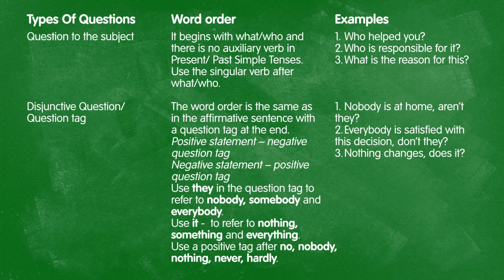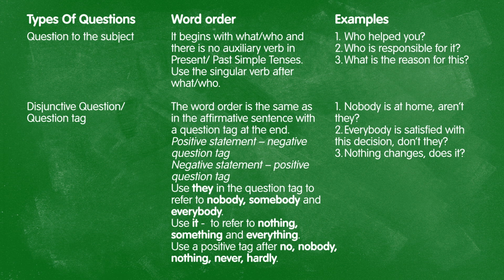Finally, disjunctive questions or tag questions use the same word order as an affirmative sentence or a normal declarative sentence with a question tag at the end. For a positive statement, you use a negative tag, and for a negative statement, you use a positive tag. And be sure to use they in conjunction with nobody, somebody, and everybody. It, referring to nothing, something, and everything. Remember to use a positive tag after no, nobody, nothing, never, and hardly. And remember to use are when speaking in the first person.